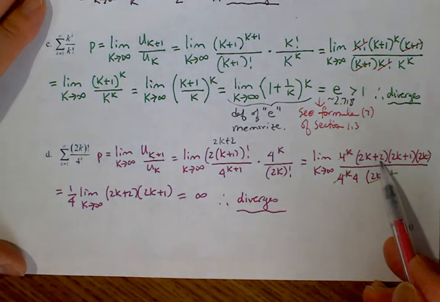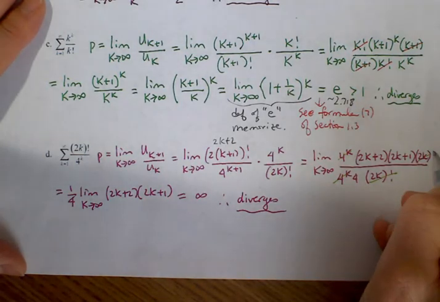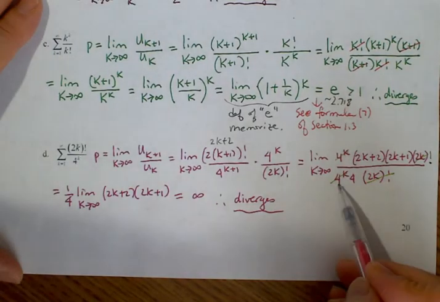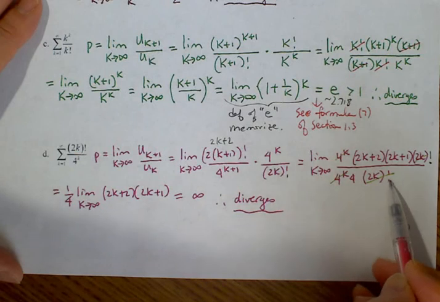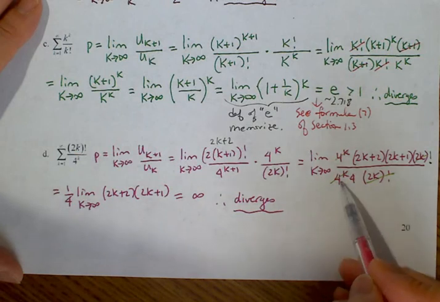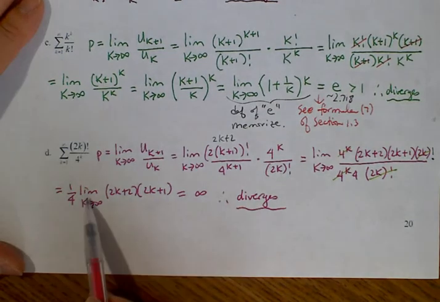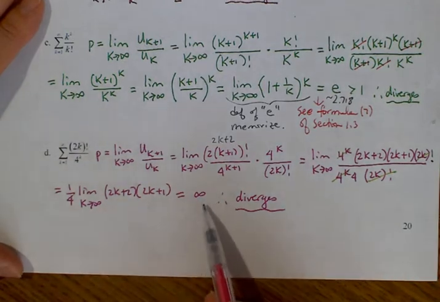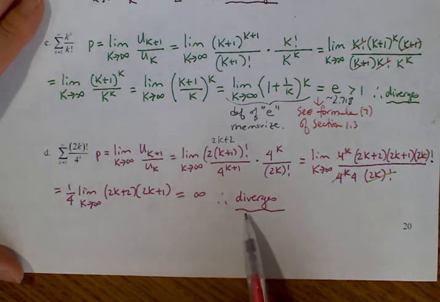Right, so it's (2k plus 2), (2k plus 1), and then I have a (2k) factorial. I forgot my factorial. All right, then the denominator can be written as 4 to the k times 4, and then you have your (2k) factorial. So the 4 to the k cancels out, and the (2k) factorial cancels out. And so then you're left with 1/4, and then the limit, and what's left up in the numerator goes to infinity. And so we're using that second case where p is equal to infinity, therefore the series diverges.